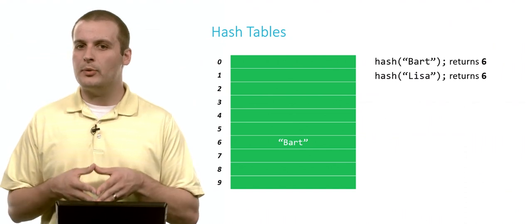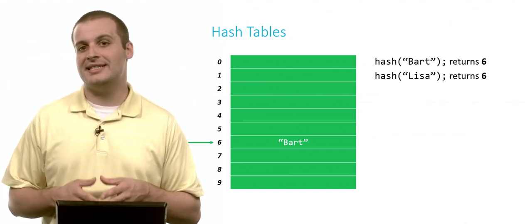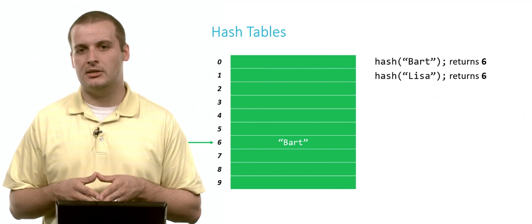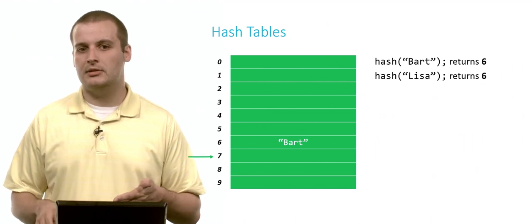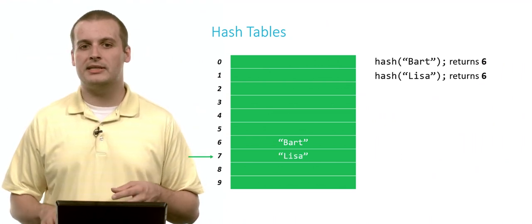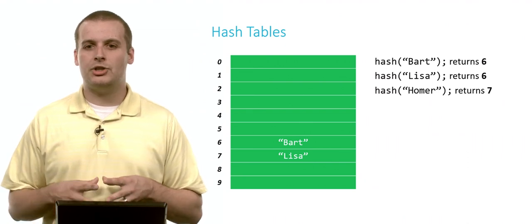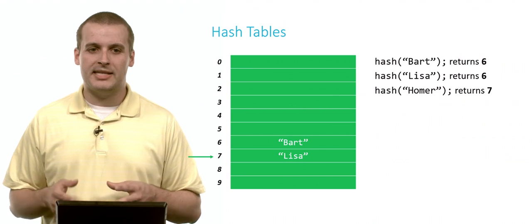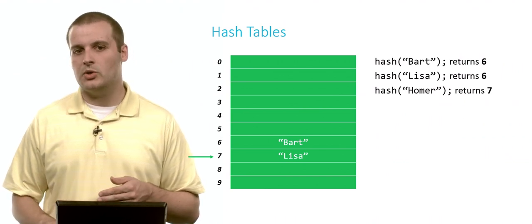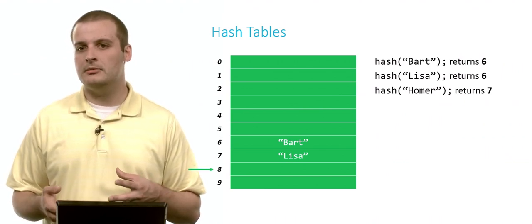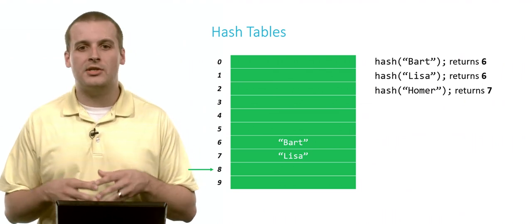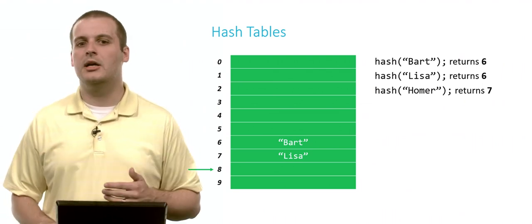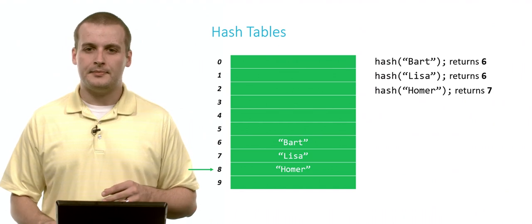Well, now that we're using this linear probing method, we start at 6. We see that 6 is full. We can't put Lisa in 6. So where do we go? Let's go to 7. 7's empty, so that works. So let's put Lisa there. Now we hash Homer, and we get 7. OK, well, we know that 7's full now, so we can't put Homer there. So let's go to 8. Is 8 available? Yeah, and 8's close to 7, so if we have to start searching, we're not going to have to go too far. And so let's put Homer at 8.